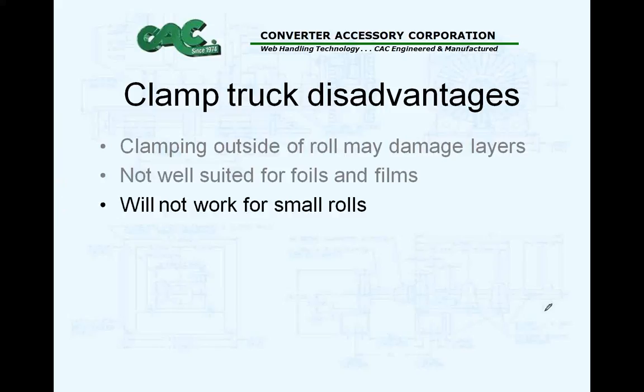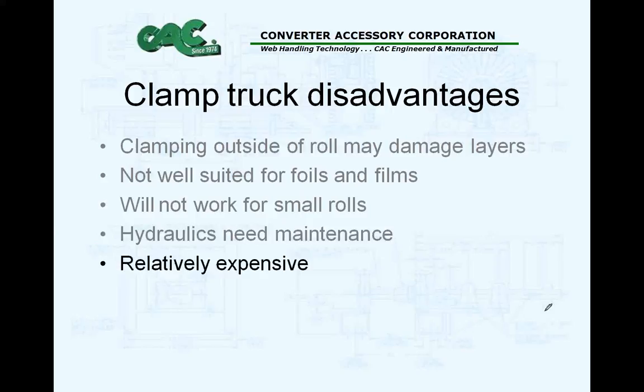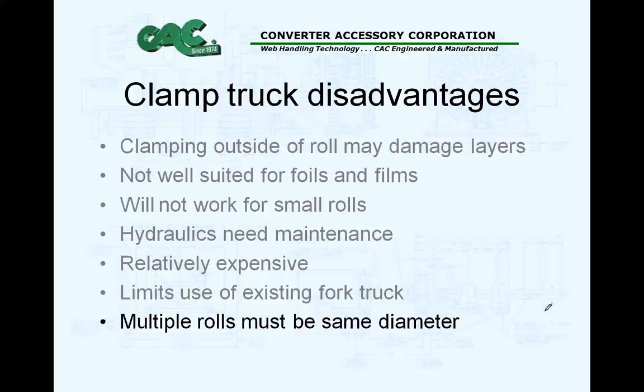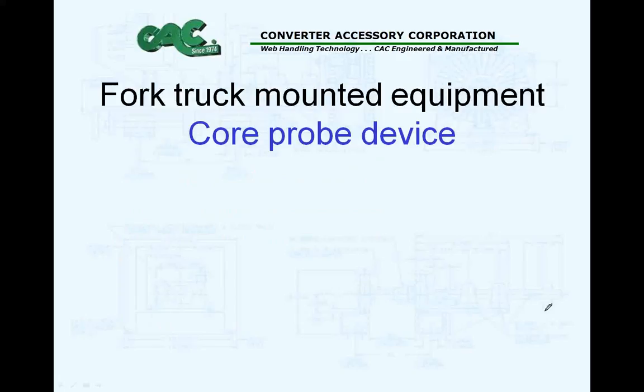They won't work for small rolls, generally used for big, heavy rolls. They do have hydraulics which require maintenance from time to time. They're relatively expensive, and what makes this even worse is that you're really limiting the use of a fork truck. When you use a clamp truck device, you're basically dedicating a whole fork truck to being a clamp truck. It's not real easy to swap out the forks for the clamps. You can't make that change, so you're really adding to the expense. You have to dedicate a fork truck to this item. And again, if you're handling multiple rolls, they all have to be the same diameter on the outside.